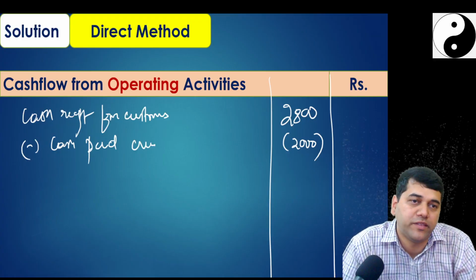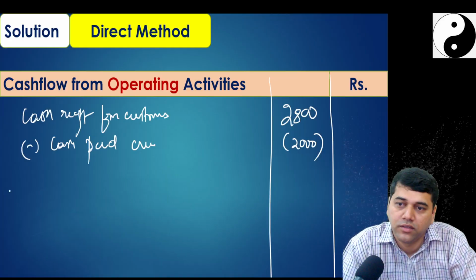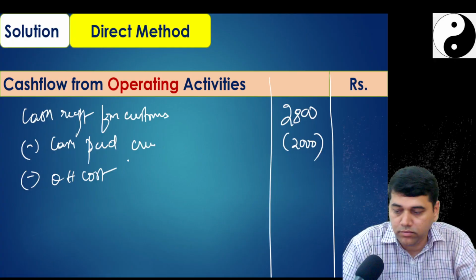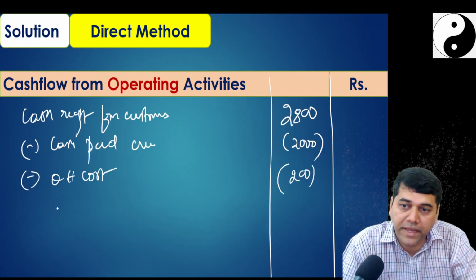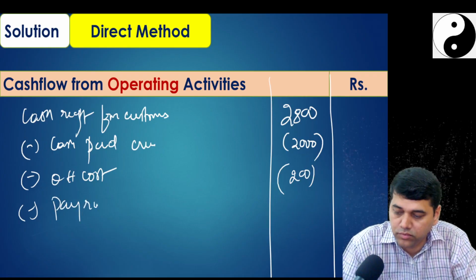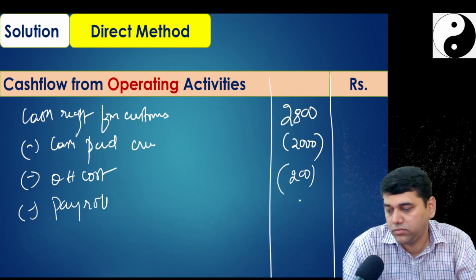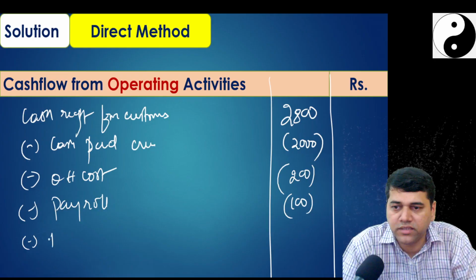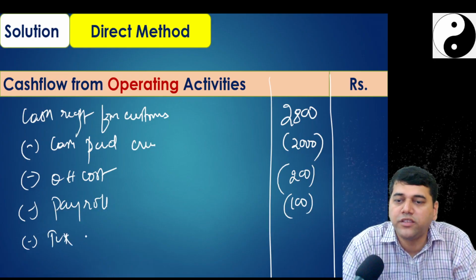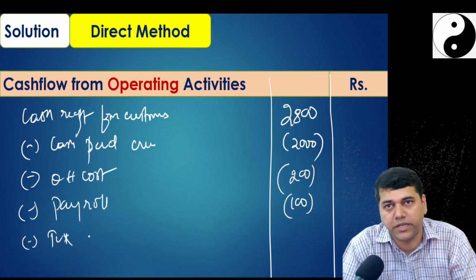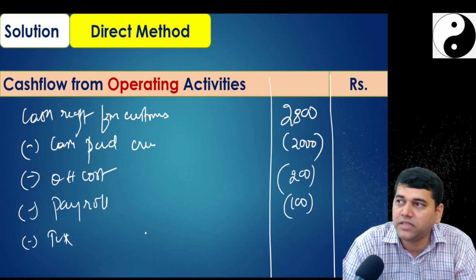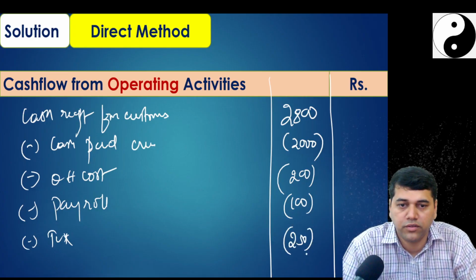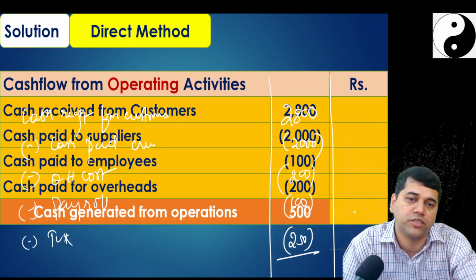Is there any other expenses related to the operations? Okay, overhead cost, payroll cost, $100. Yeah, I can say minus tax, assuming this tax paid is fully operational. If there is a split in this, I have to split and show the second leg in some other place. 250. So how much is my cash flow from operations?